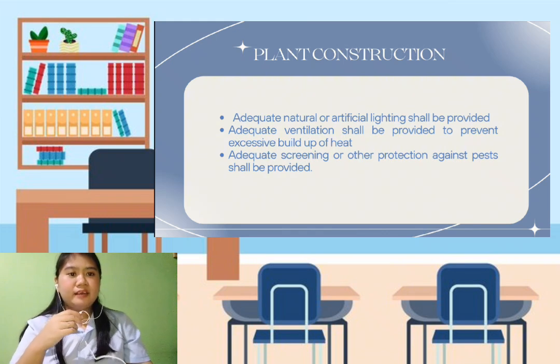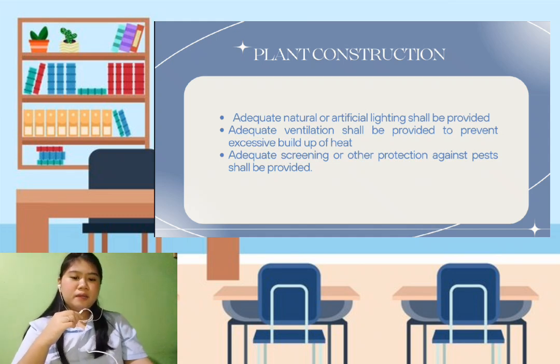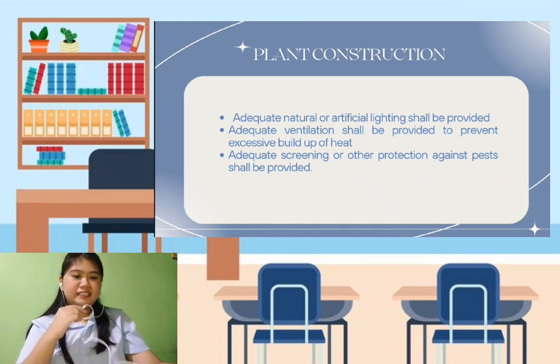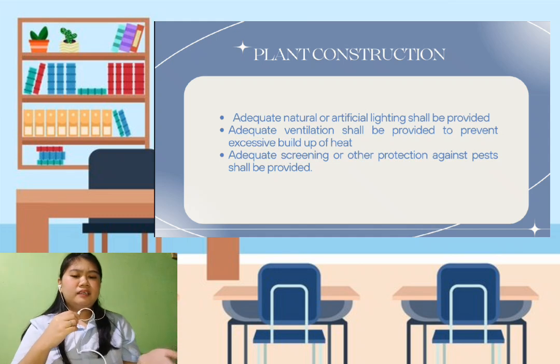So 3.11, adequate screening or other protection against pests shall be provided. So, kailangan meron ding protection against the pest. So, in that area, there should be like a net, for example, na provide para maprotektahan yung mga pagkain from the pest.